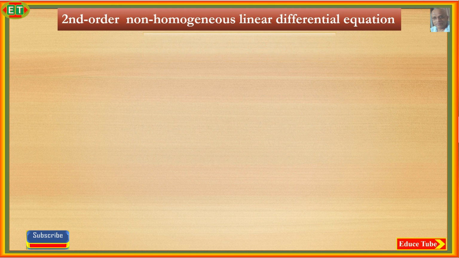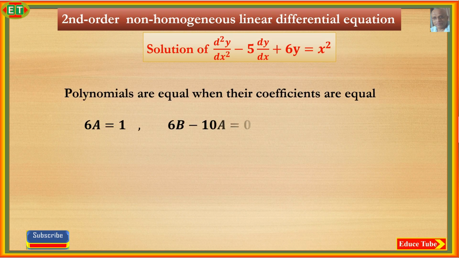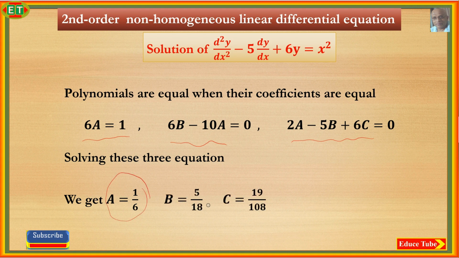Now our equations come as this one. 6a equal to 1, already I wrote in the previous slide, this part equal to 0 and this equal to 0. Here also I mentioned one important point: polynomials are equal when their coefficients are equal. From that point of view, we got these three. Now, solving these three equations, we get a equal to 1/3, b equal to 5 by 18, c equal to 19 by 108. Now we have to substitute these three values a, b, c.